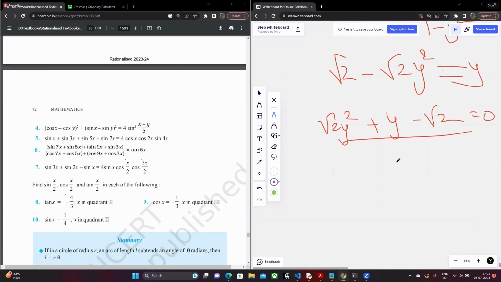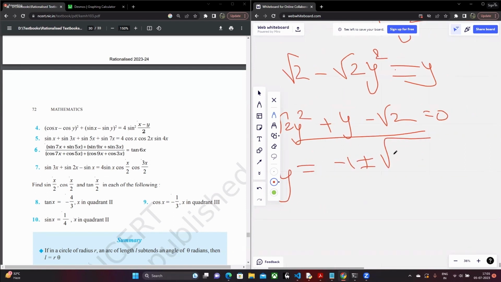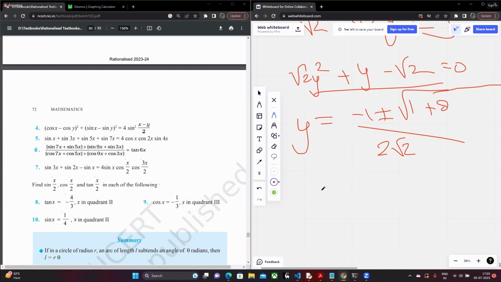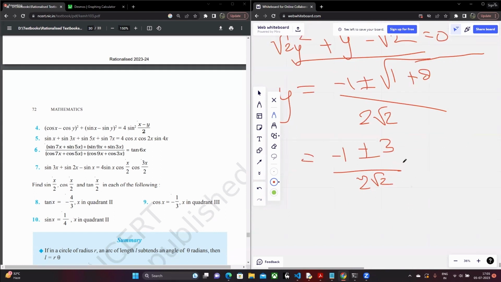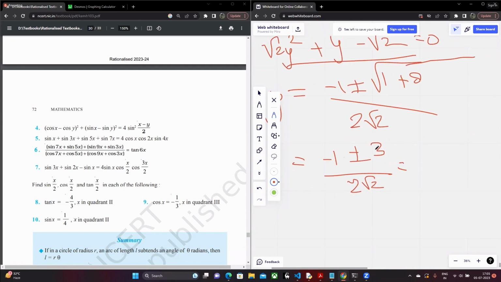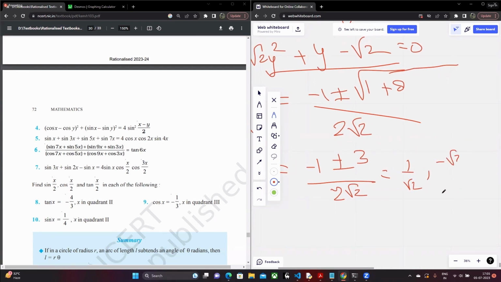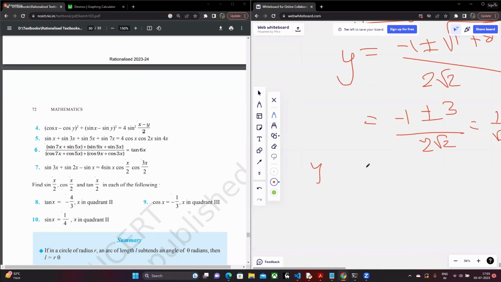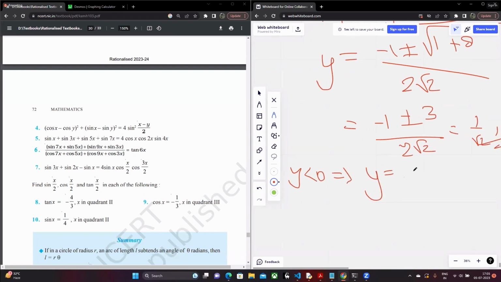Thus, y is equal to minus b plus or minus square root of b squared minus 4ac, all divided by 2a. Here ac is going to be minus 2, so this is 1 plus 8, divided by 2 root 2. Since this is 1 plus 8, that is 9, and root 9 is 3. This is going to be minus 1 plus or minus 3 divided by 2 root 2, right? Which is going to be either 1 by root 2 or minus root 2. Since y is less than 0, it means that y is equal to minus root 2.